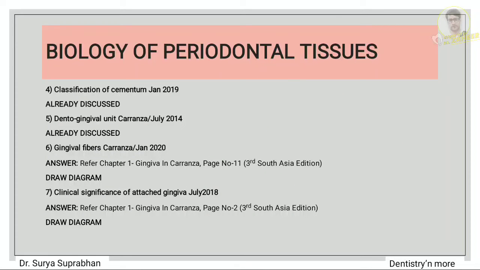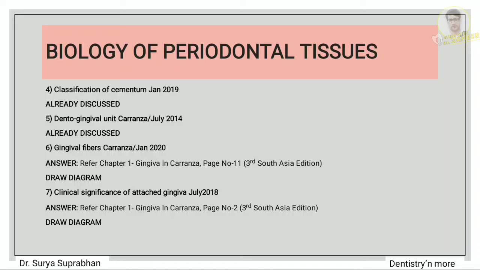The next few questions I have already discussed, that is the classification of cementum. You have to write the Schroeder's classification as well as the other classification, that is the cellular and acellular, and also the coronal and the radicular cementum. Then dentogingival unit is also mentioned, also discussed already. Then gingival fibers is also mentioned. You have to do a diagram for the gingival fibers.